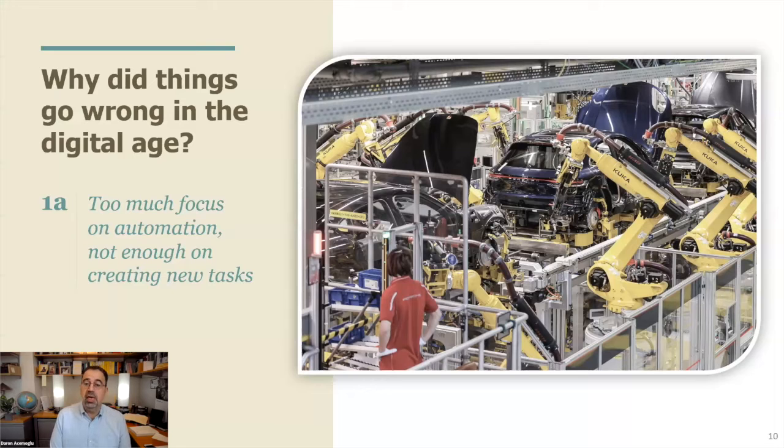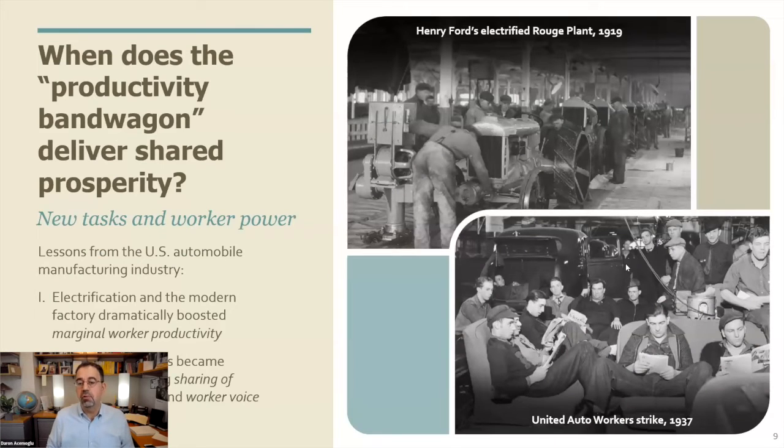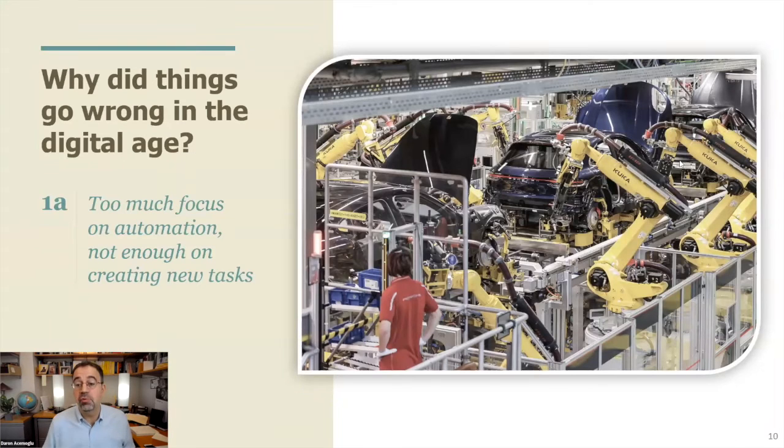But the problem is that when you contrast it with the Ford Motor Factory, here you see only automation. You don't see the workers here. In the Ford Motor Factory, you had all of these workers centrally involved in the production process. So here you have the automation, but none of the new tasks going with it. And that was too much focus on automation.